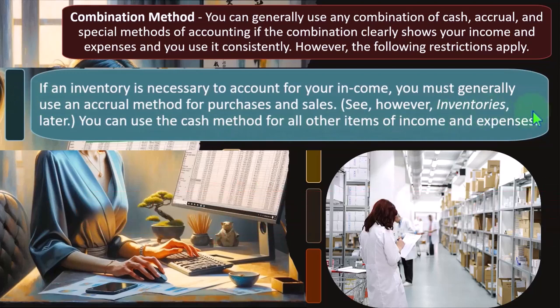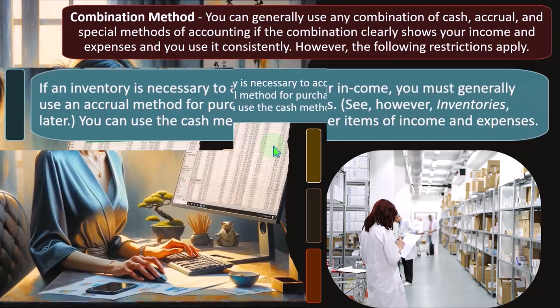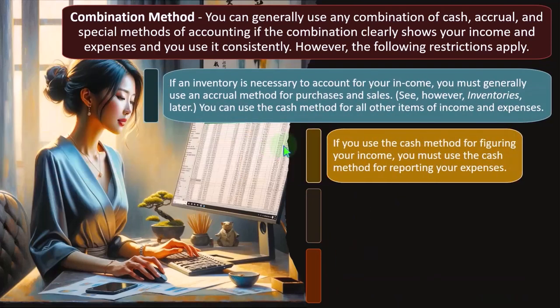So if you have inventory, you want to make sure that you're working out what your accounting process is and what the tax process will be, choosing the proper and appropriate method on the tax return for the first year of operations. You can use the cash method for all other items of income and expenses. If you use the cash method for figuring your income, you must use the cash method for reporting your expenses. So they're trying to have some consistency on the revenue method and the expense method if you use the cash method for figuring your income.